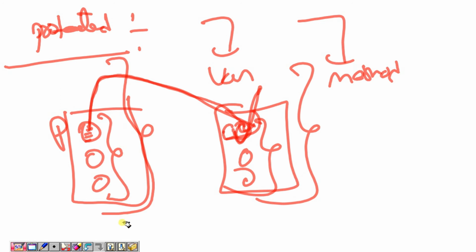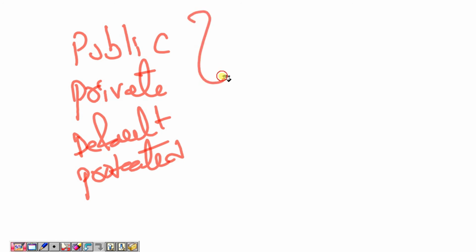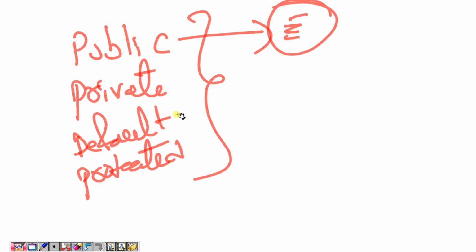So this is what we are calling access modifiers. For example, what is a public access modifier? What is a private? What is a default? And what is a protected? So these are the 4 access modifiers. If you declare any variable as public, that variable, that method we can access throughout the project, anywhere. If you declare one variable, one method as private, that variable, that method we can access within the class only.